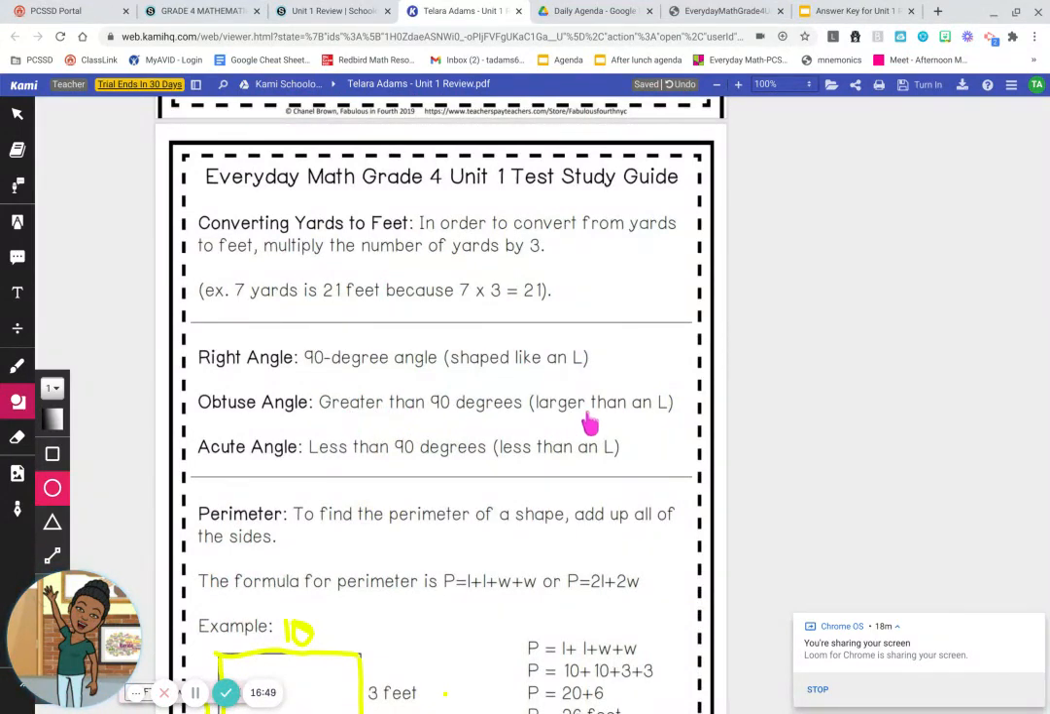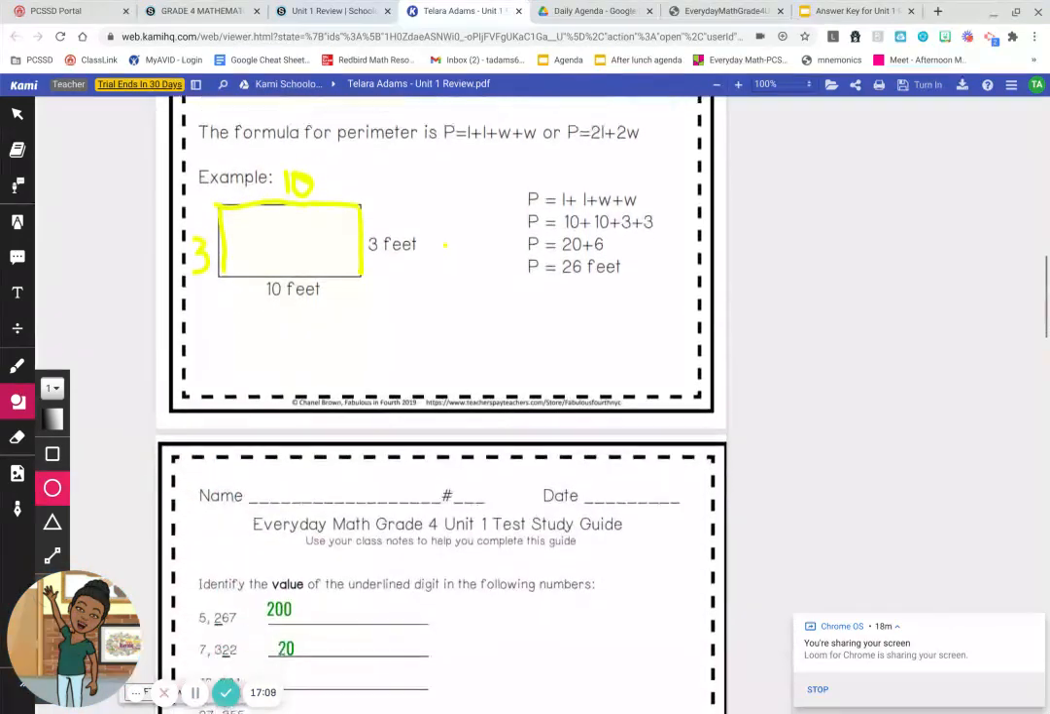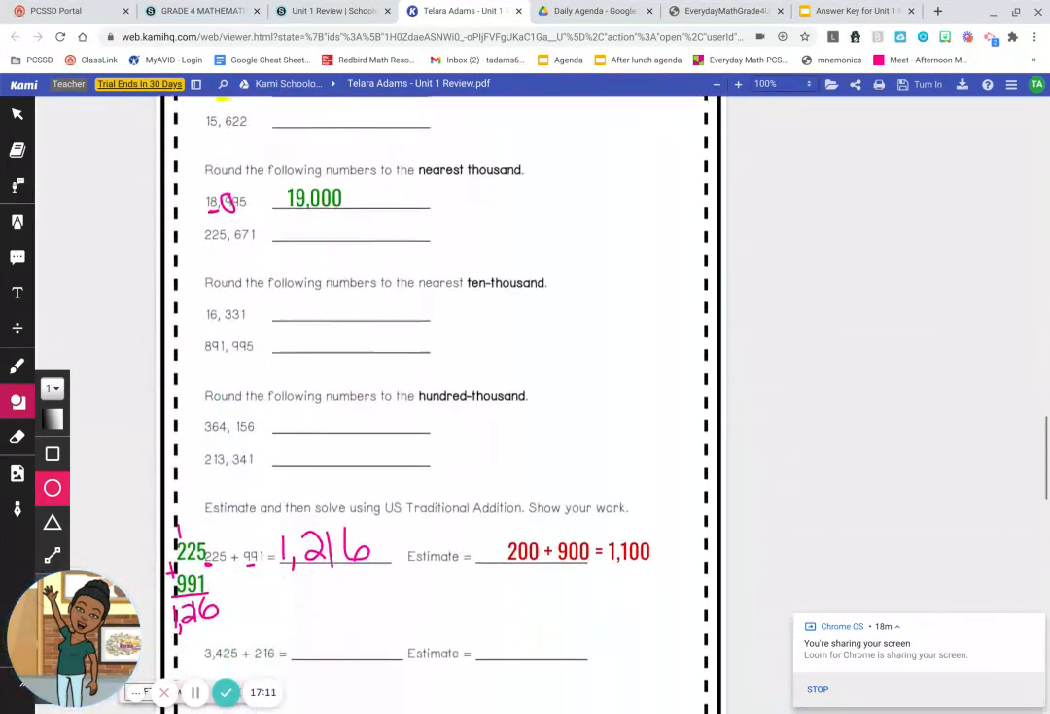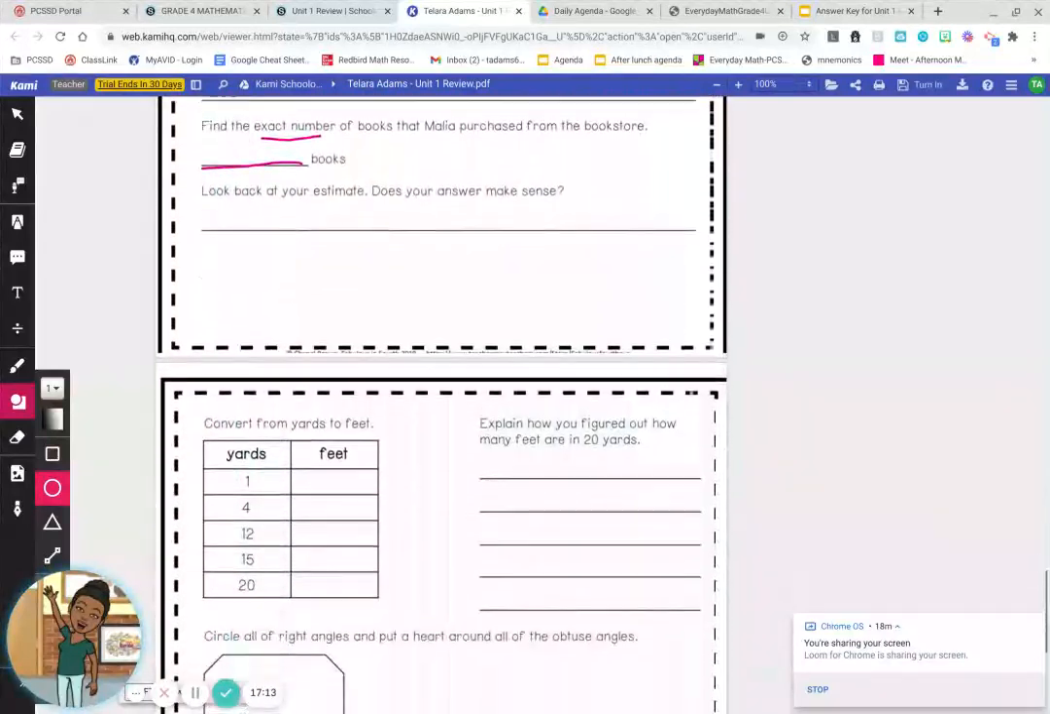Greater than 90 degrees is larger than an L. And less than 90 degrees is less than an L. So think of 90 degrees as an L. That's your base point for a right angle. Then you're going to ask yourself, is this angle larger than an L or smaller than an L? Let's go back to our shape.